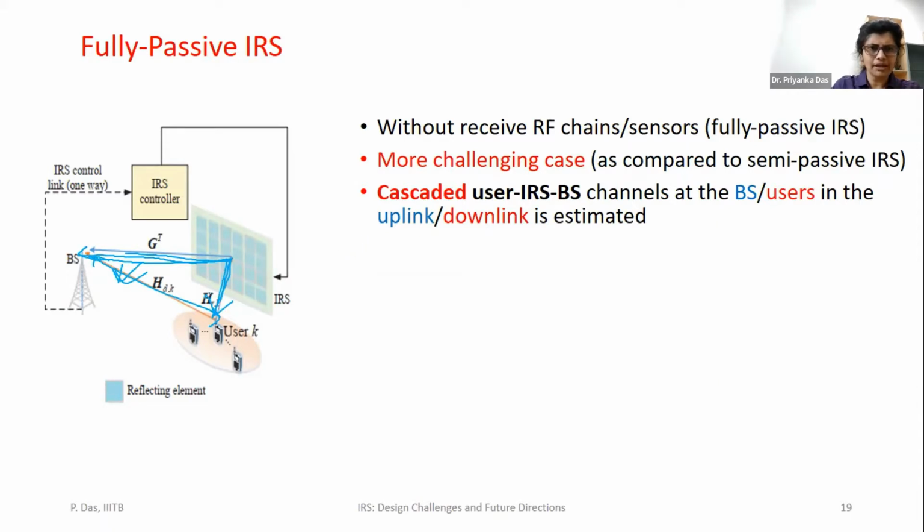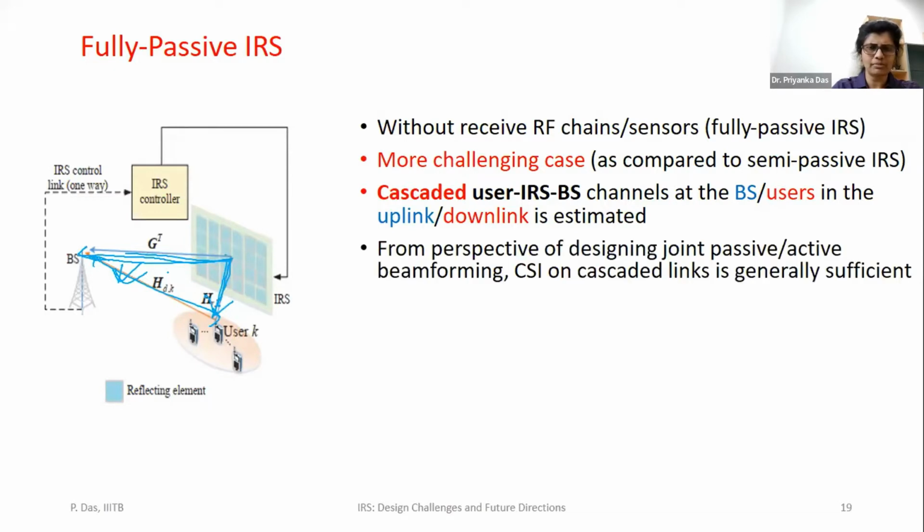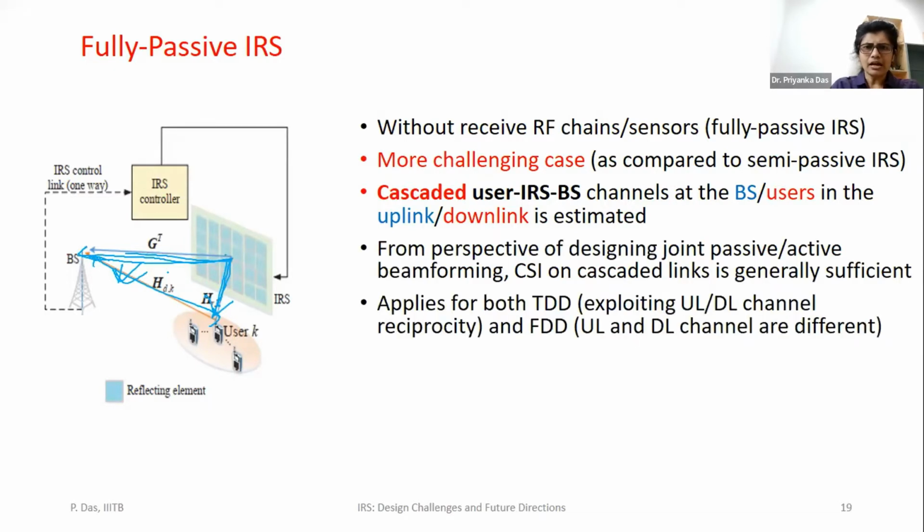So in the uplink, the user-IRS-base station channel is estimated at the base station, and in the downlink, at the user. So both-way channel estimation is possible because users are active here, and the base station is active here. So there is no problem of TDD versus FDD. But there is also the question of how the cascaded channel will serve your purpose.